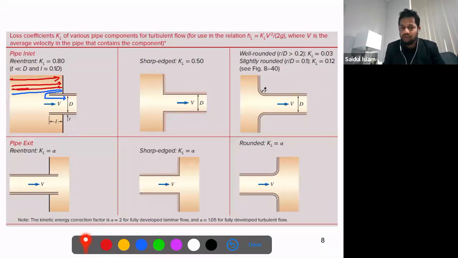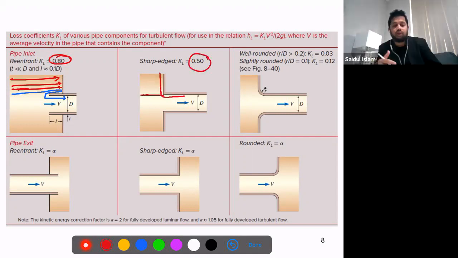They look quite similar, but here the pipe starts from here. That means the fluid in this section cannot go that way, so that increases the overall loss coefficient. You see, it's 0.8, but in this case, it is just going this way, so it's relatively lower than that case. And now we have discussed this rounded one.